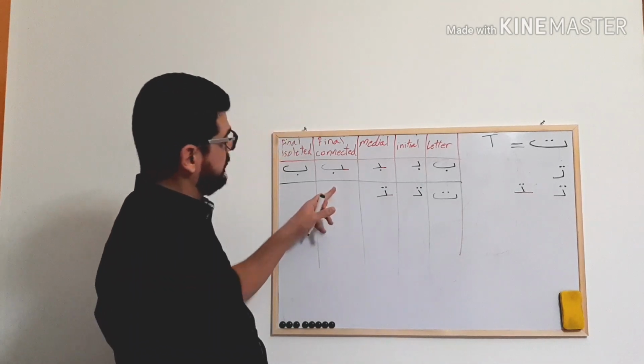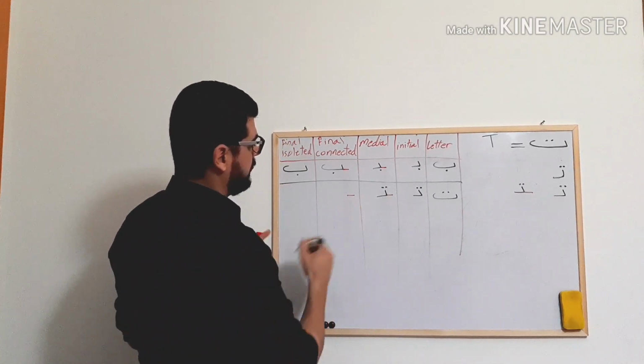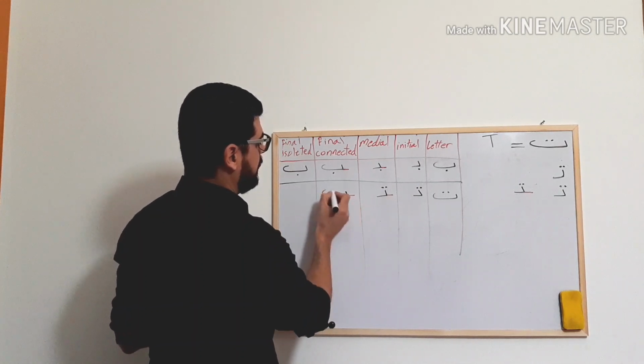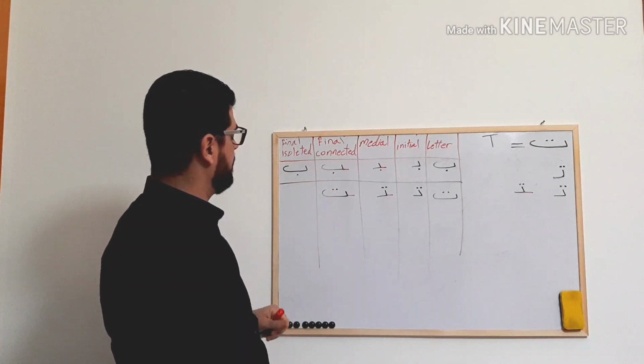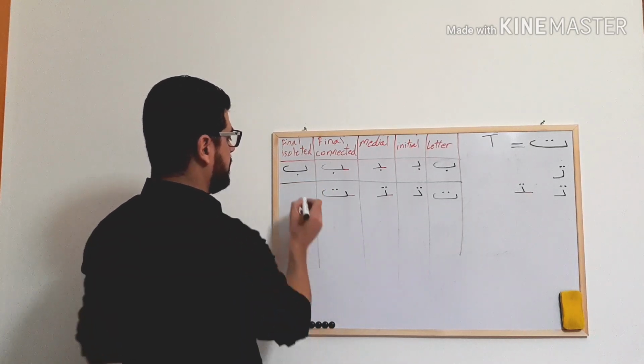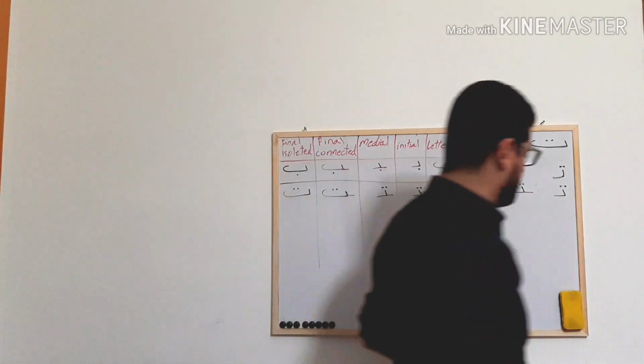The last T connected must be the head and two dots in the middle. Last T will be like this. I will move away to let you see.